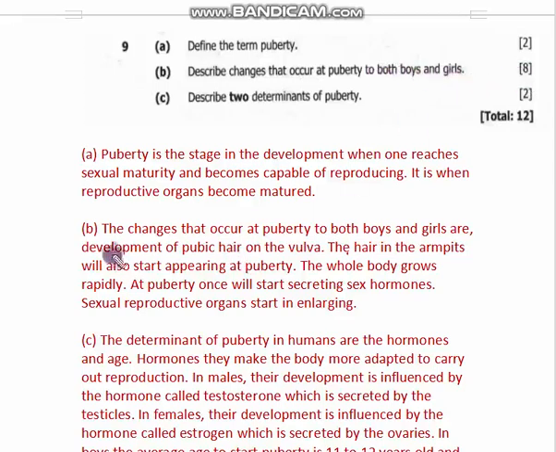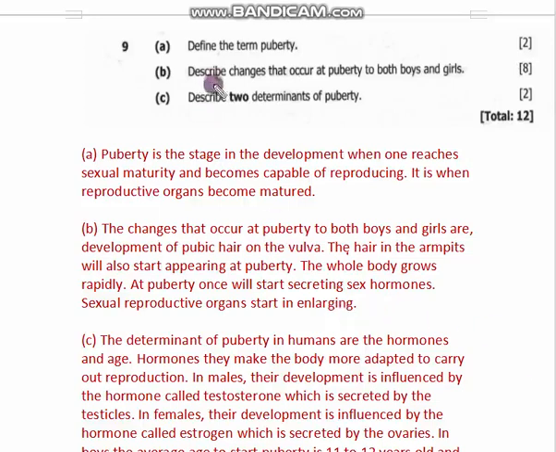8 marks. So the changes that occur at puberty to both boys and girls are development of pubic hair, and the hair in the armpit will also start appearing at puberty. The whole body grows rapidly. At puberty, once we start circulating sex hormones, sexual reproductive organs start enlarging. So these are the changes that occur at puberty to both boys and girls.